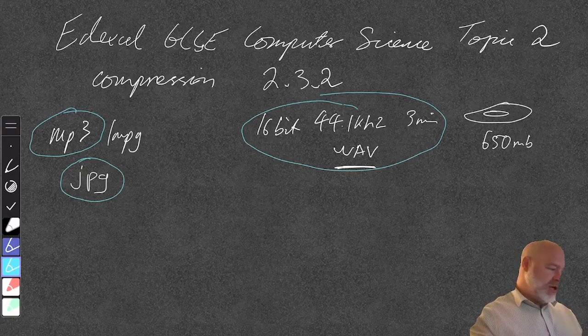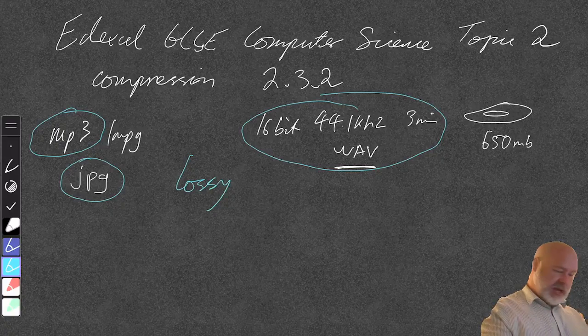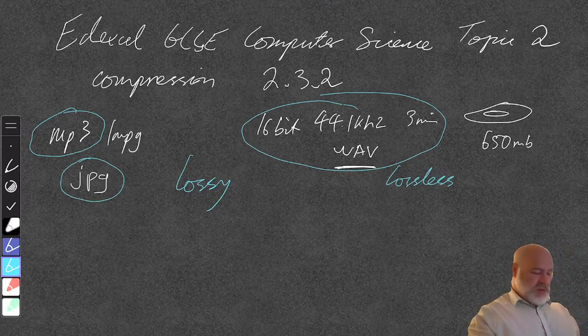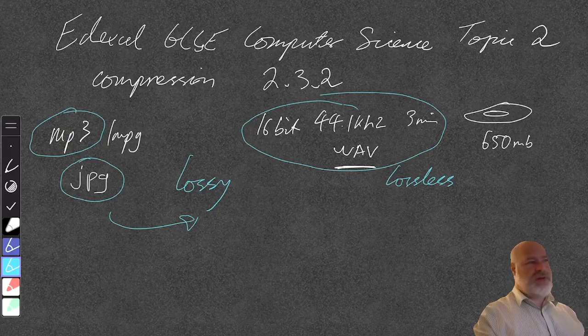Now, there are two types of compression. These are the two that you really need to understand the difference of: lossy and lossless. MP3, JPEG, MPEG files, they're all lossy compression formats, right? They go into this bracket because you lose information.